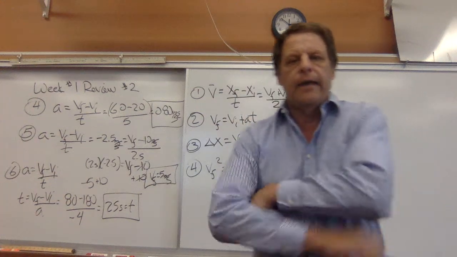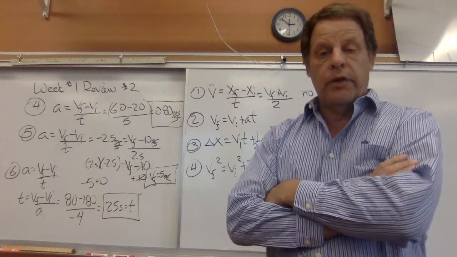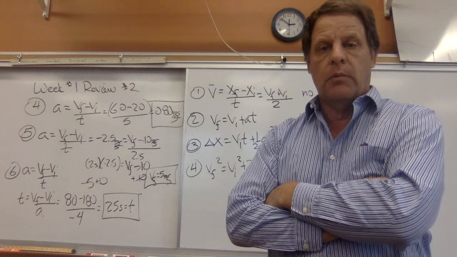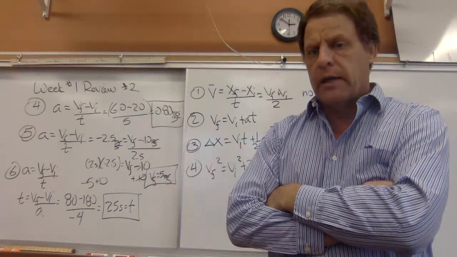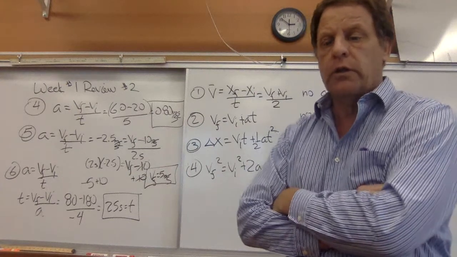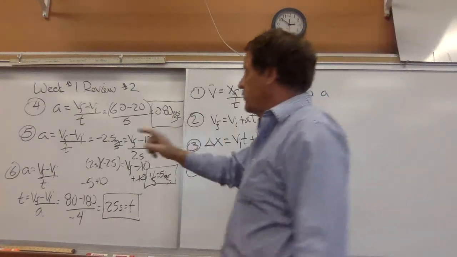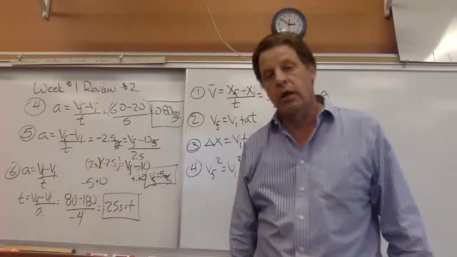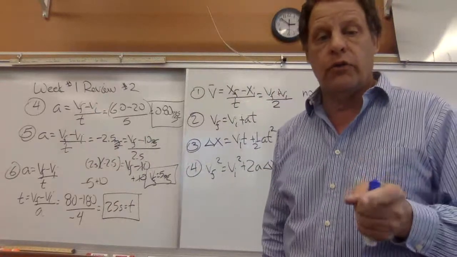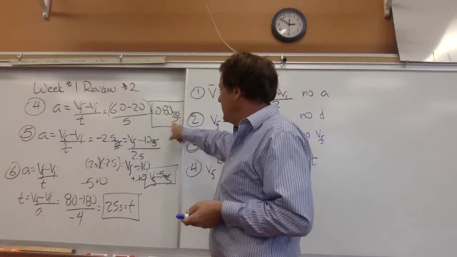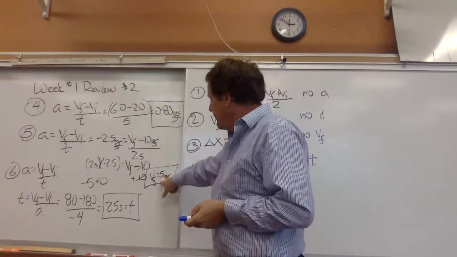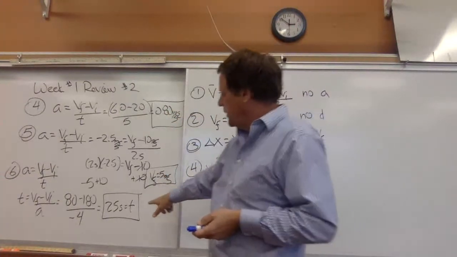Hello, everybody. This is going to be the video for review number 3 on week 1. Before we get to any of the new stuff, I just wanted to talk about the answers to 4, 5, and 6 on the week 1 review 2. So the answers are 0.80 meters per second squared, 5 meters per second final velocity, and 25 seconds.